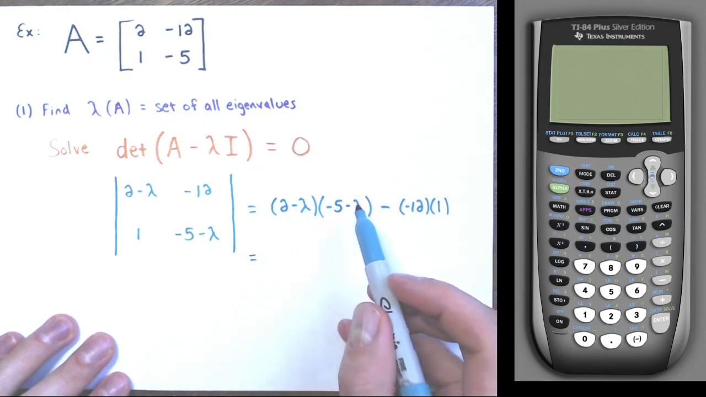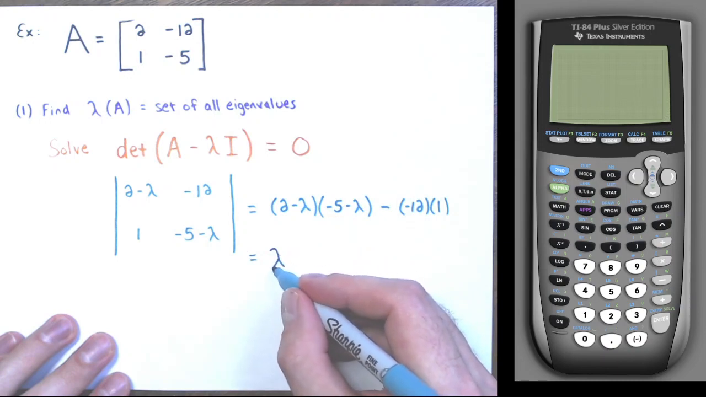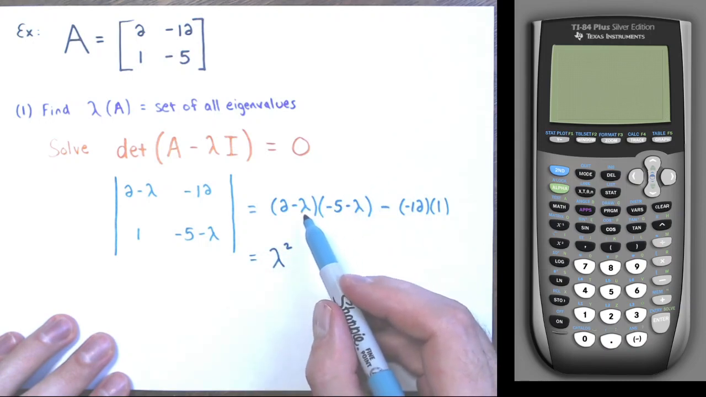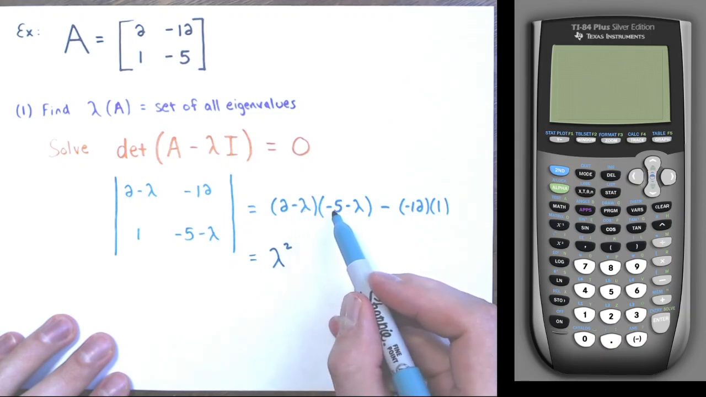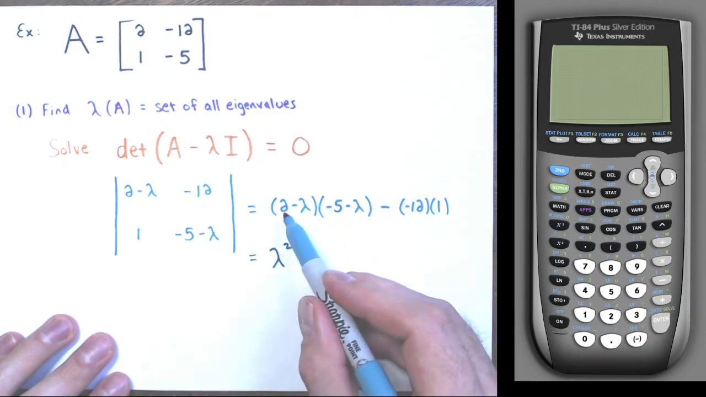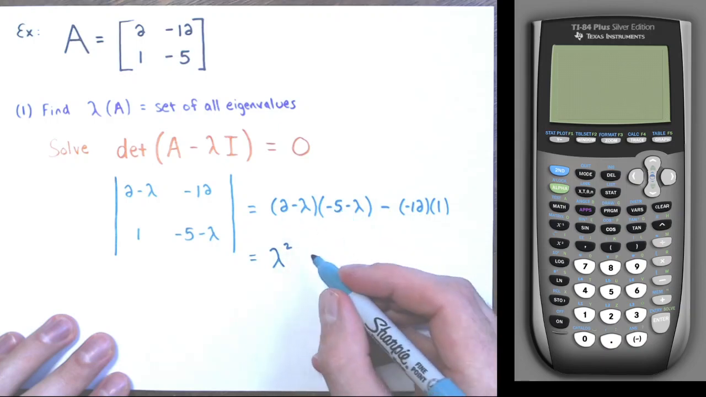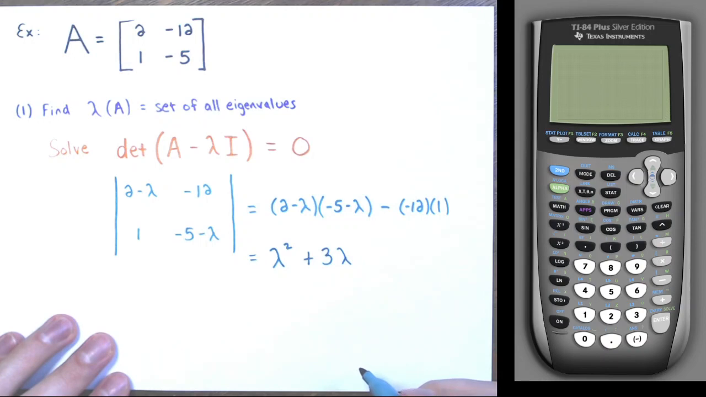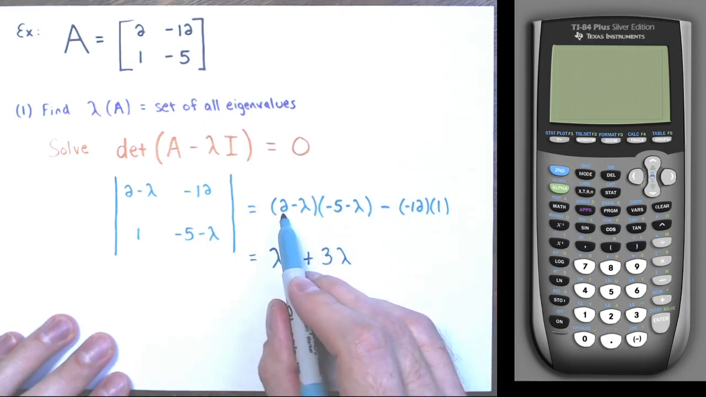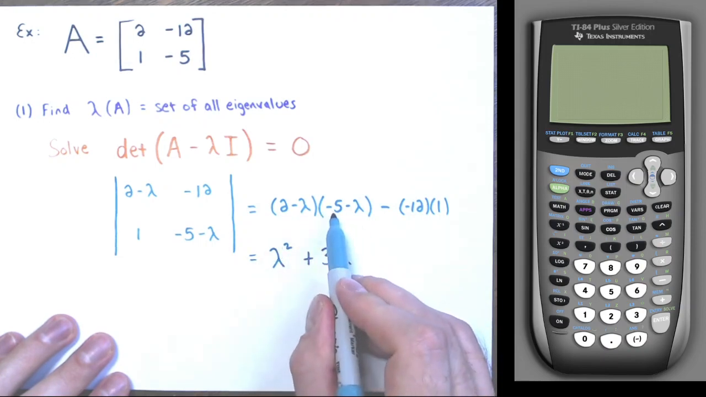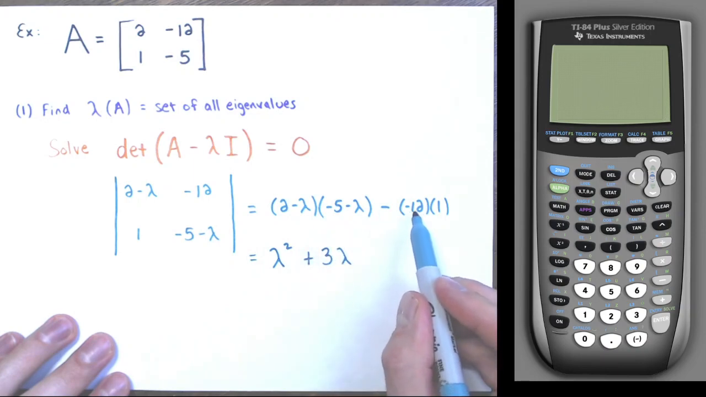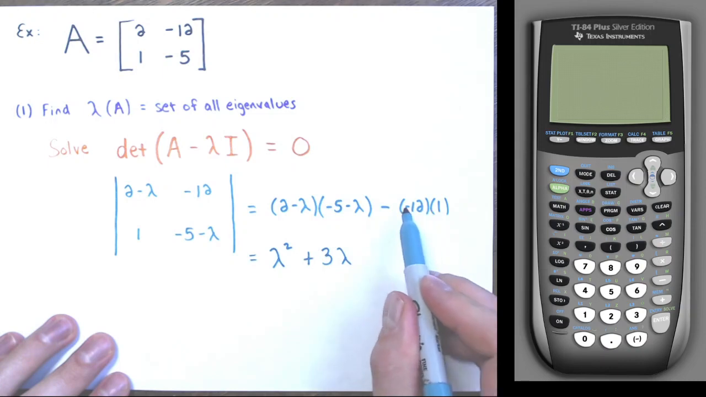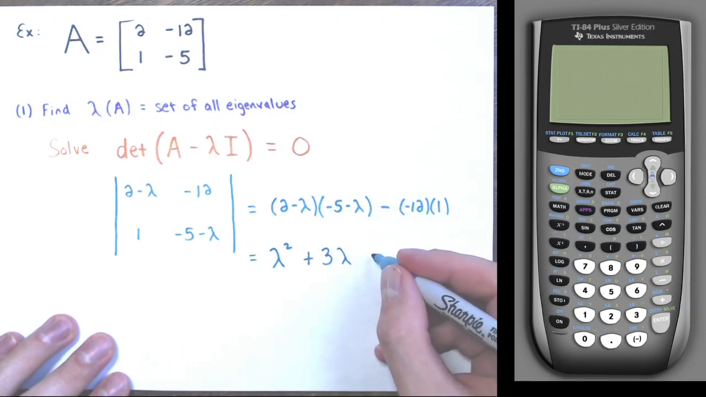I'll do the last first. Negative lambda times negative lambda would be positive lambda squared. Then the inners and outers, you have positive 5 lambda minus 2 lambda. That'd be positive 3 lambda when you put those together. And then the firsts, 2 times negative 5 is negative 10. But then I have plus 12, minus negative 12. So negative 10 plus 12 would be positive 2.